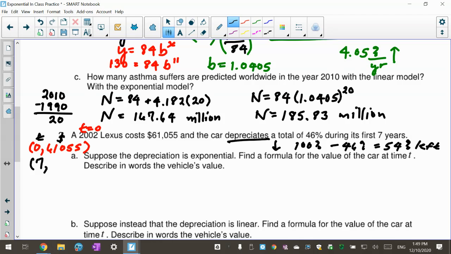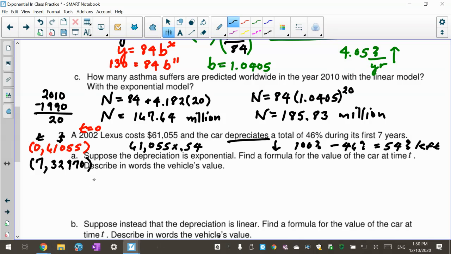So I actually take that 61,055 and I'm going to multiply it by 0.54 because that will tell you how much the value is left. When I do that, I get 32,970. And that's pretty good actually for a vehicle to have only 54% of its value left. Usually it's a lot lower. So they said assume the depreciation is exponential.